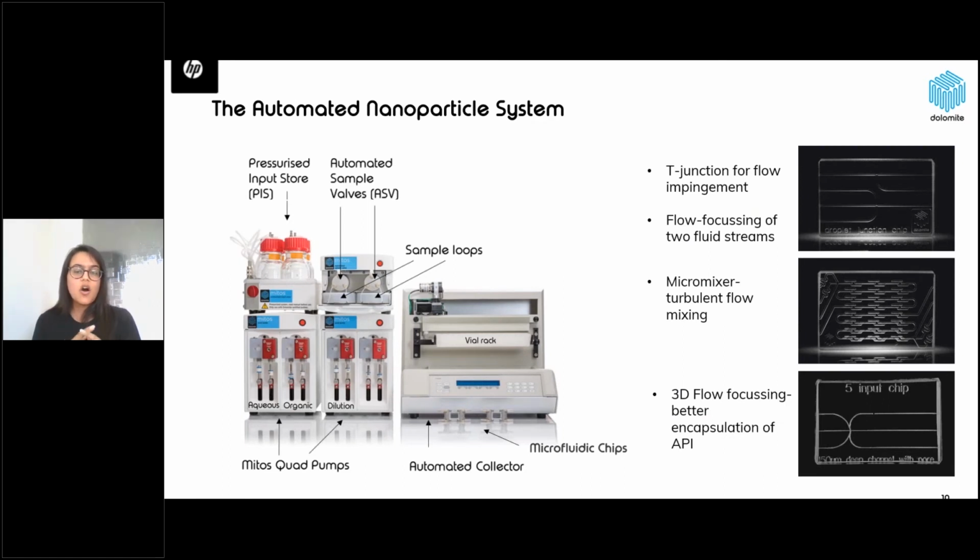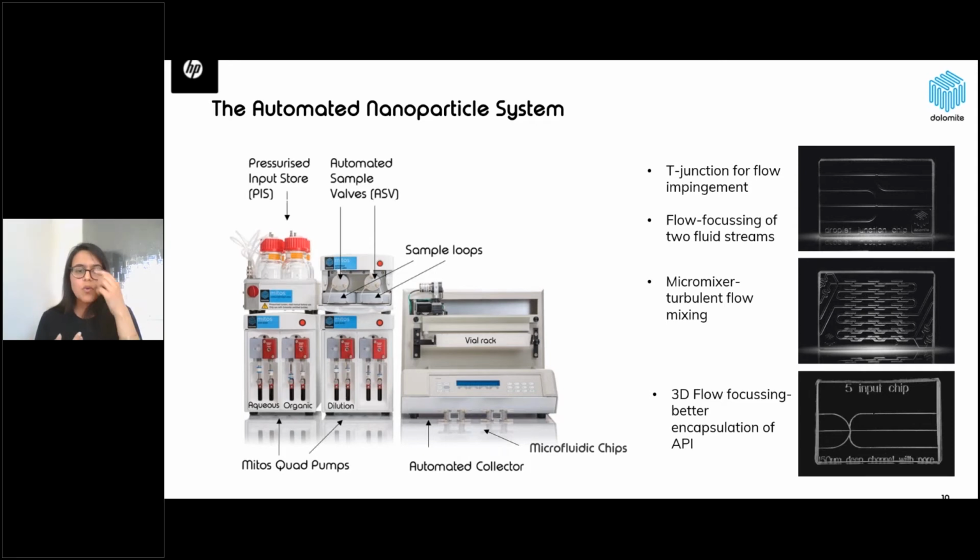So since we are leaders in microfluidic technology, we have a dedicated system that we call the automated nanoparticle system that you see on your screen in front of you. What this enables you to do, for users like yourself who don't necessarily know a lot about lipid nanoparticles or the production methods, and find that batch methods and conventional methods are quite cumbersome, laborious, and time-consuming.